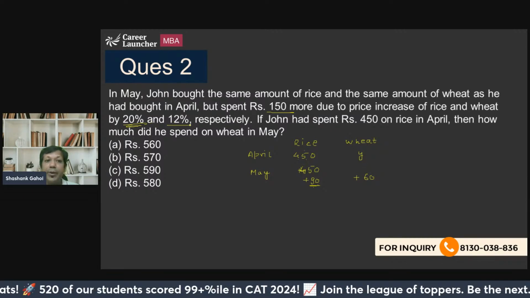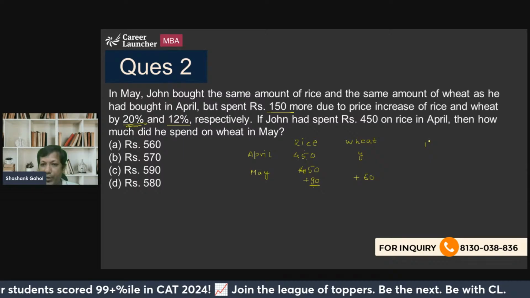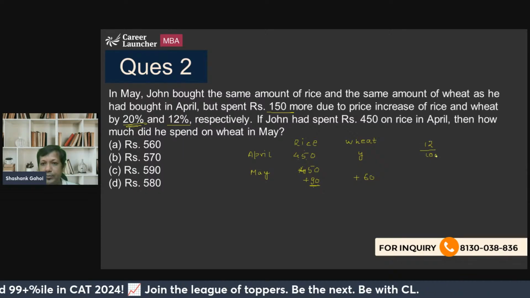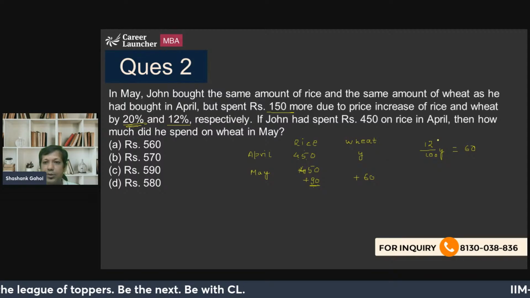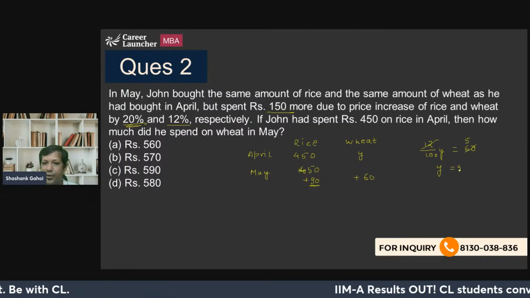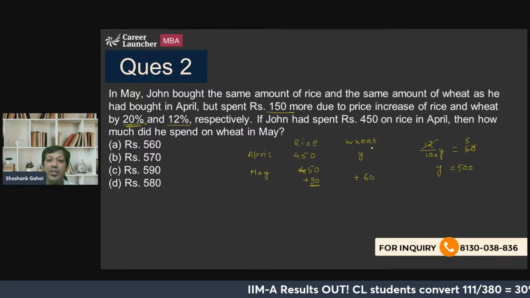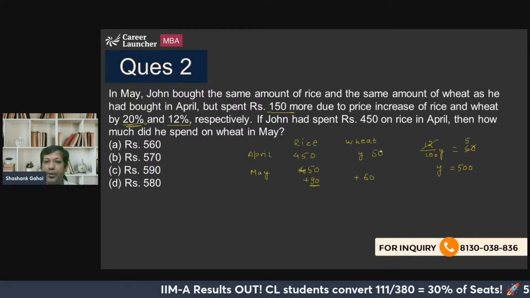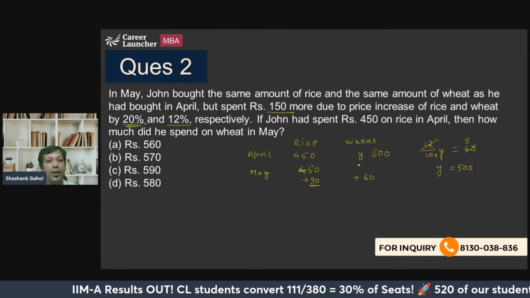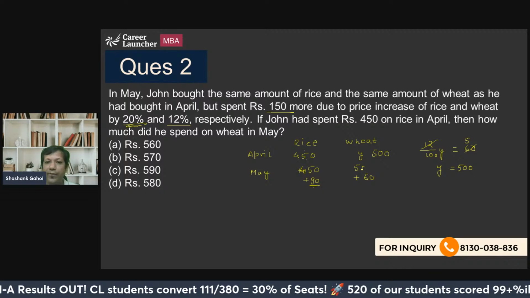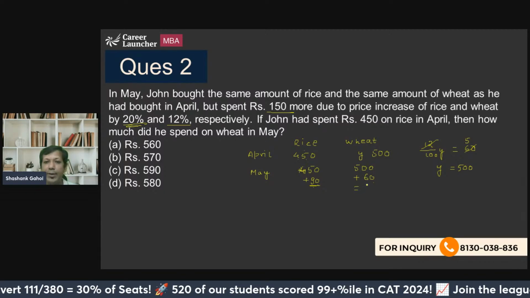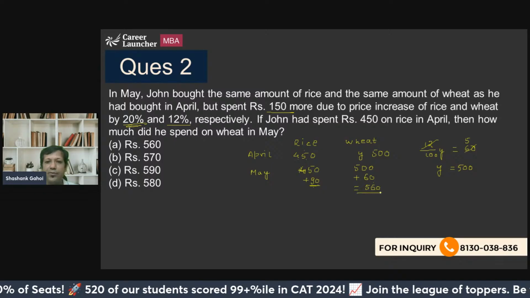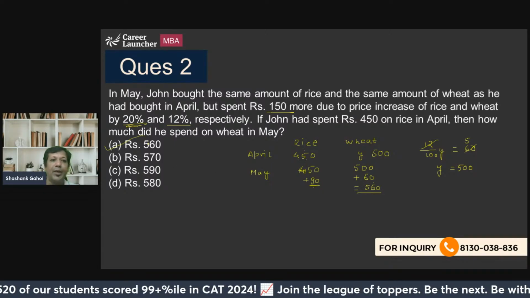Now it increased by 12%, means 12% of Y is equal to 60 rupees. So this is going to be 5, so Y comes out to be 500. Okay. So expenditure on wheat in April was 500 rupees. So in May, expenditure is going to be 500 plus 60 rupees, or I would say 560 rupees. So answer of this question is going to be option A.